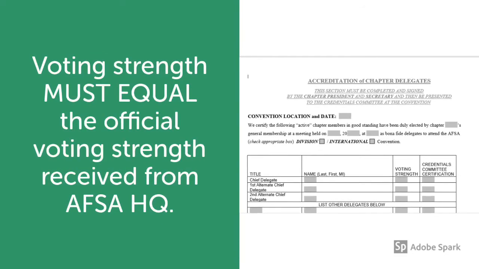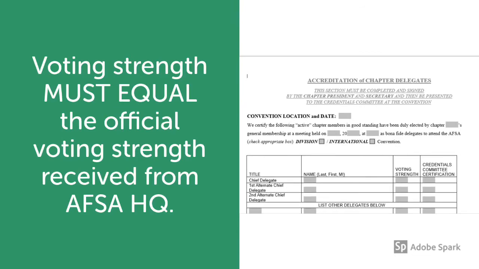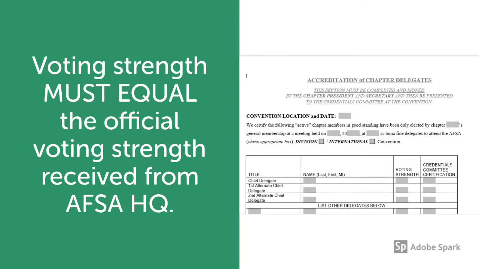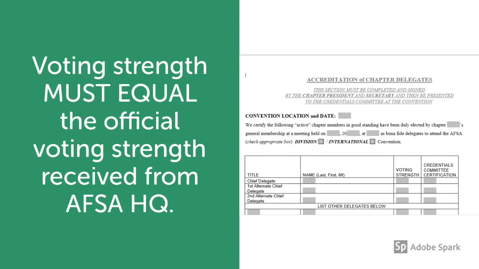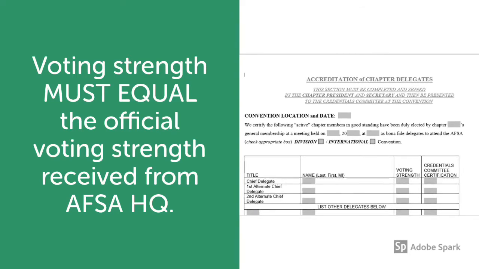Next is the voting strength. You can divide this up any way you choose, but the total votes per delegate must equal the voting strength received from AFSA headquarters. For example, if you have 46 votes and 3 delegates, you can give all 46 votes to the chief delegate. You can also give 23 votes to the chief delegate, 23 votes to the first alternate, and none to the second alternate. You can also give 40 to the chief delegate and 3 to the other delegates. But at the end, the total votes must equal 46. This is just an example.